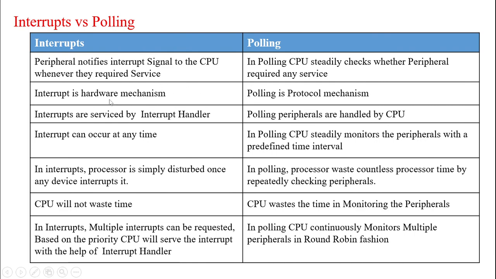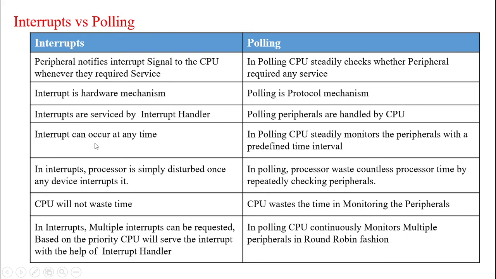Okay. Interrupt is a hardware mechanism. I told you already, interrupt is a peripheral or hardware based mechanism, whereas polling is a protocol and software based mechanism. Third point, interrupts are serviced by the interrupt handler. In interrupts, the service will be provided by the service handler, which is also called the interrupt handler. In case of polling, peripherals are handled by the processor itself. Okay, that is the difference.